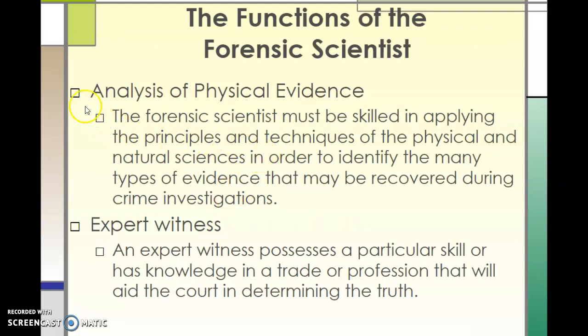So there are many different levels of forensic science. A person generally has to be specialized in that specific field in order to apply forensic science as well. And then an expert witness is a witness that possesses a particular skill or has the knowledge in a trade or profession that will aid the court in determining a truth. That is the type of witness a forensic scientist would be in a court case.